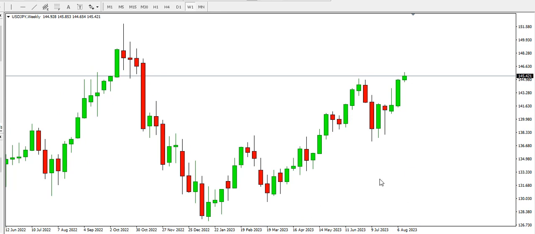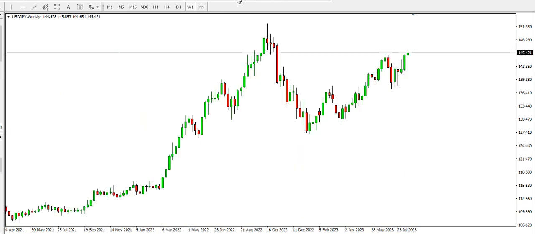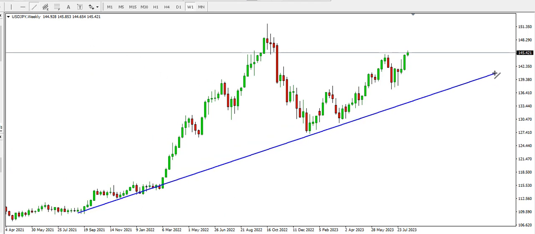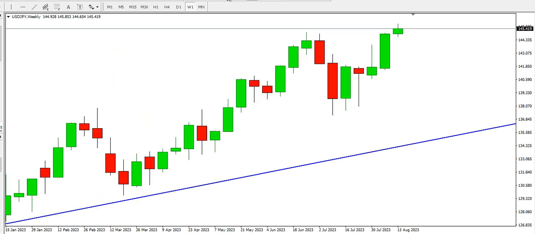Let's quickly take a look at USDJPY on the weekly time frame. The weekly time frame shows that the price of USDJPY is still bullish. The trend is still bullish, and price is aiming for the top on the weekly time frame. Looking at what has just happened, we have a breakout of this structure.